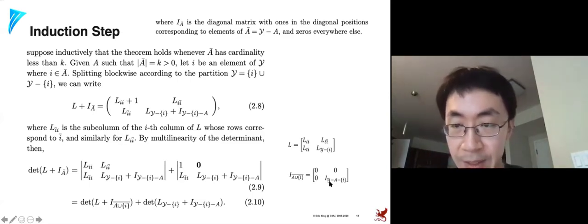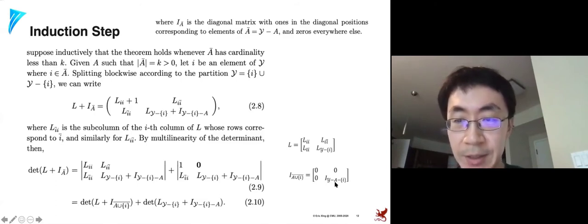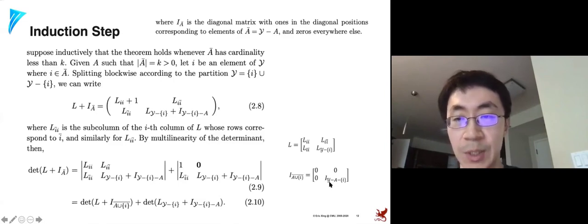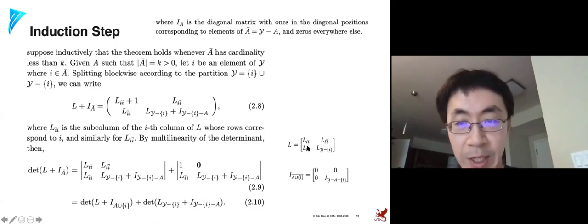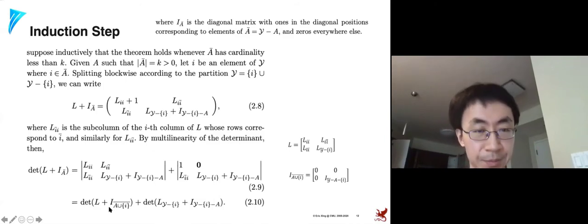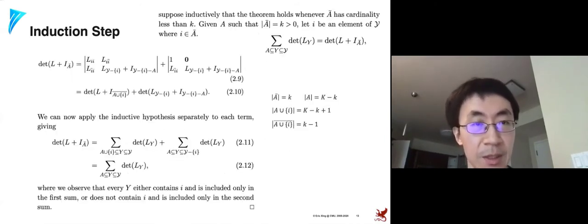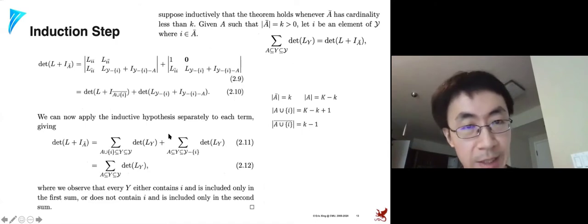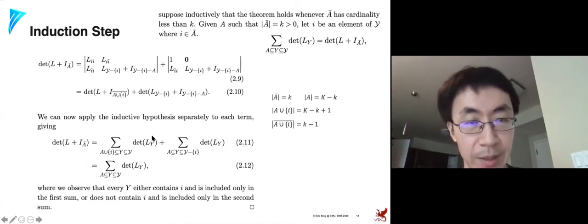And then for this set, Y excluding A excluding I, since they all belong to this complementary set, the corresponding diagonals would all be 1. So we can put these two terms together, right? We exactly get this matrix. So the determinant of this matrix can be written in this form. Now, starting from equation 2.10, we are going to utilize the inductive hypothesis and get the following equations.